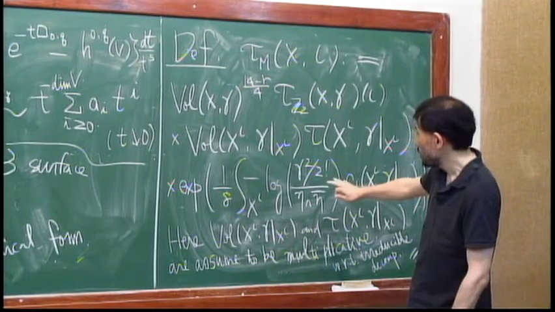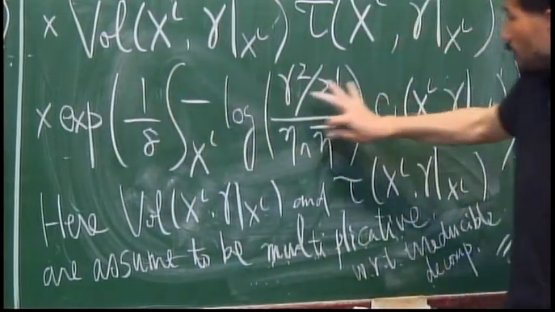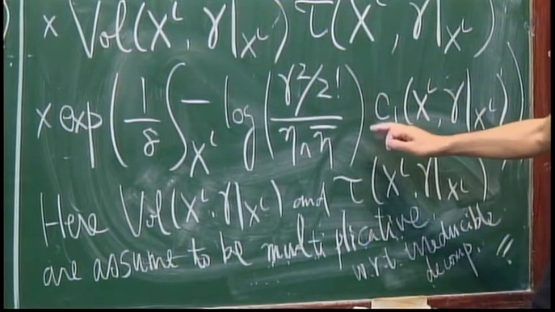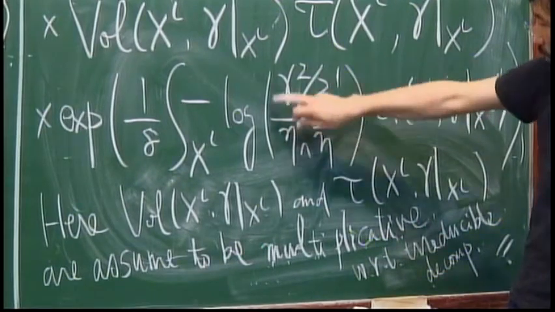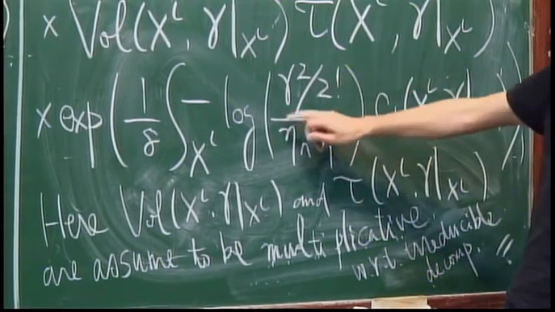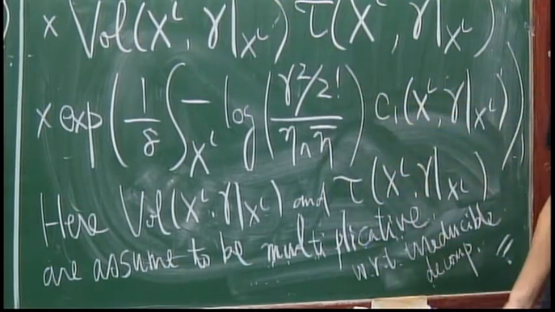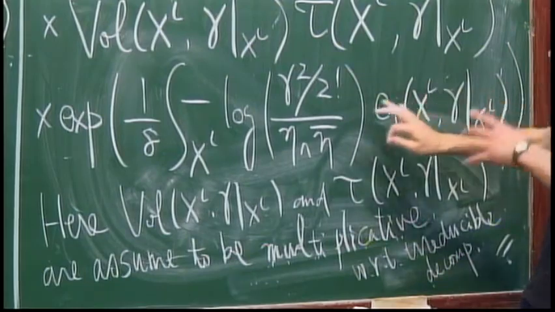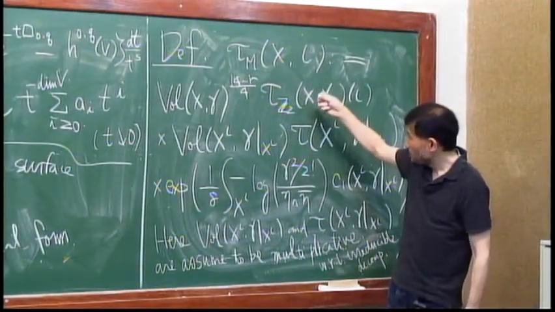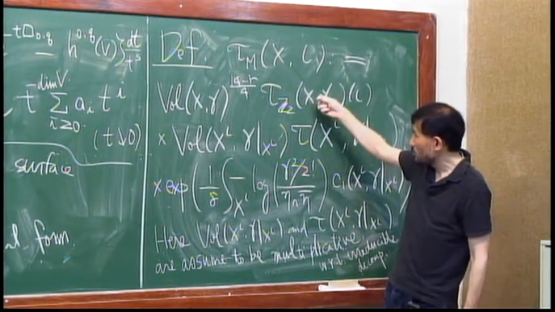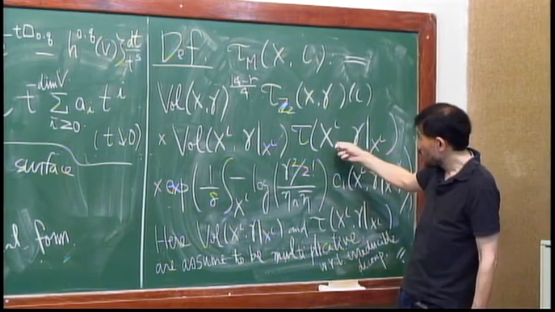But if the metric is Ricci flat, this term disappears. This term is simply 1. Because the condition that the metric is Ricci flat is that this quantity is identically equal to the constant 1. So if the metric is Ricci flat, this factor disappears. And so this is essentially the product of the equivariant torsion of the K3 surface with involution and the analytic torsion of the fixed points.